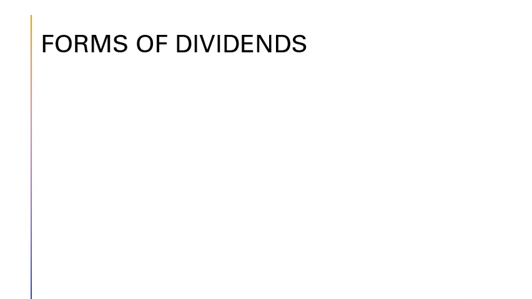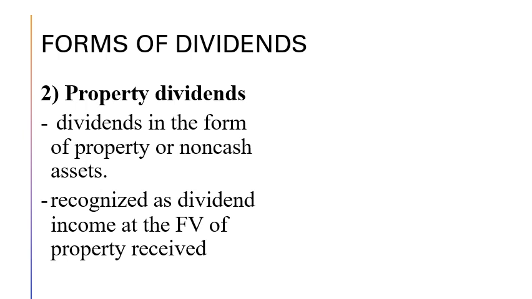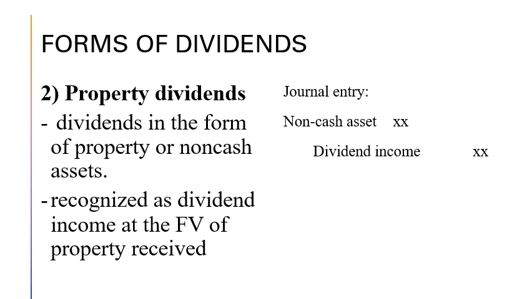Another form of dividend is the property dividend. These are dividends in the form of property or other non-cash assets. The same with the cash dividend, a property dividend is recognized as a dividend income. However, this time we have to use the fair value of the property received in order to record the dividend income. So the journal entry to record the property dividend would be debit to non-cash asset. It could be an inventory, a building, a machinery, or other forms of non-cash asset, and we credit dividend income.